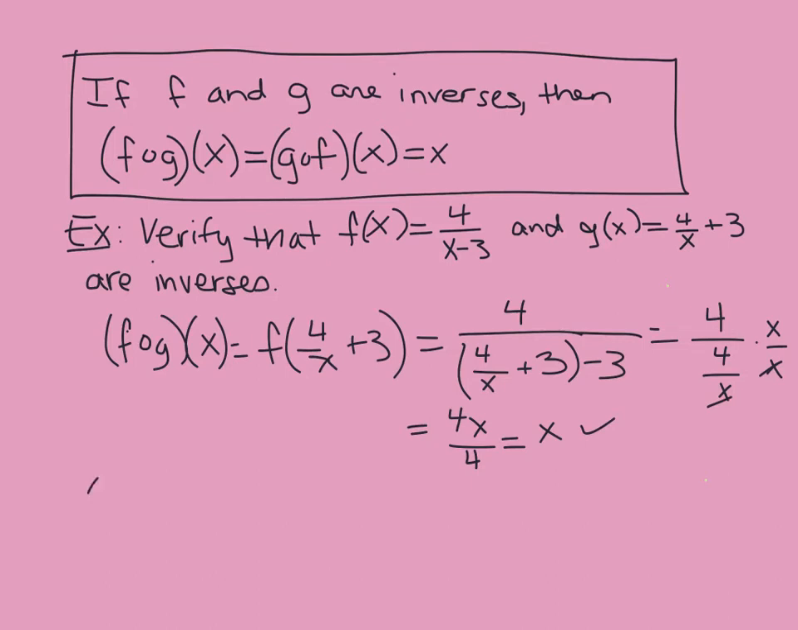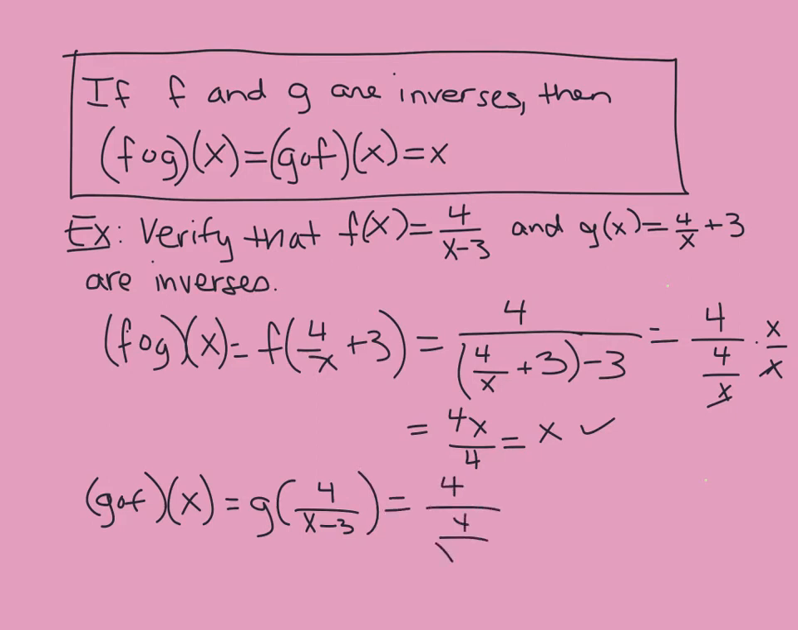I need to now do the same for g of f of x. So I'm going to do g of 4 over x minus 3. And I end up getting 4 over that whole thing, 4 over x minus 3. I get these complicated fractions here, plus 3.